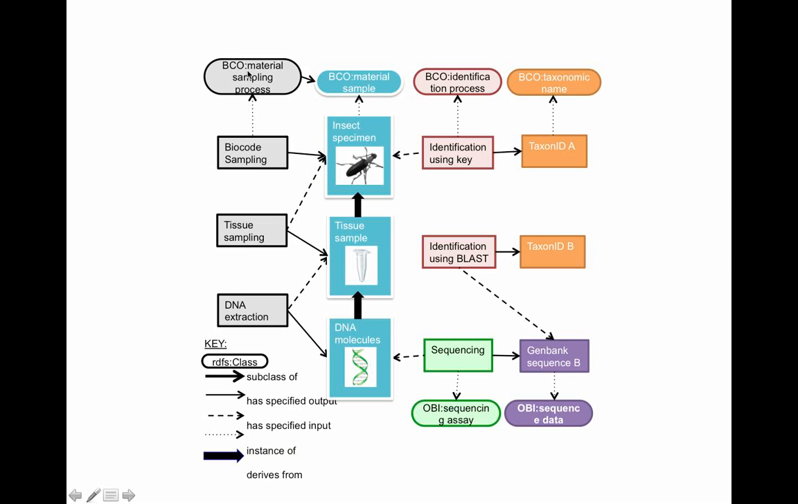And the way that we would use the ontology to track data through these various processes is, for example, we start with the original process, which would be a Biocode sampling event. It has as its output an insect specimen. Then that insect specimen is used as the input to a tissue sampling process, and it has as its output a tissue sample. The tissue sample is in turn used as the input to a DNA extraction, which has as its output DNA molecules, or a DNA sample. Then that DNA sample can in turn be the input to a sequencing process, which has as its output the GenBank sequence. That GenBank sequence is used as the input to an identification process, which has as its output the name of a taxon.